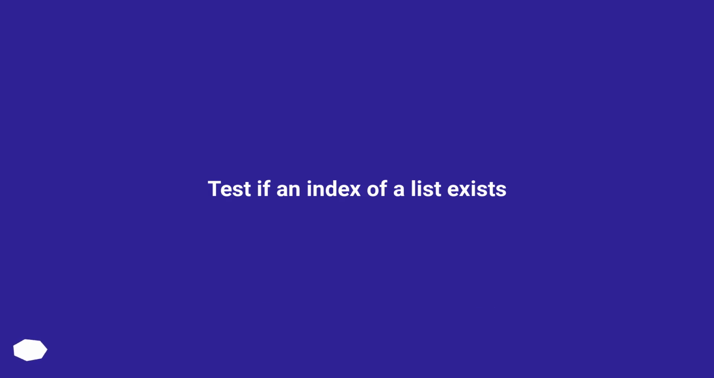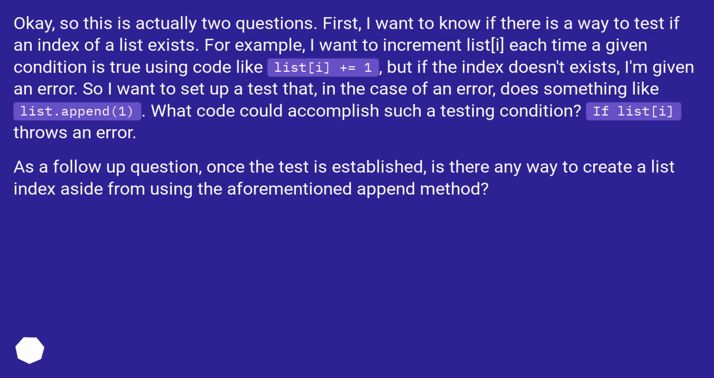Test if an index of a list exists. Okay, so this is actually two questions. First, I want to know if there is a way to test if an index of a list exists.